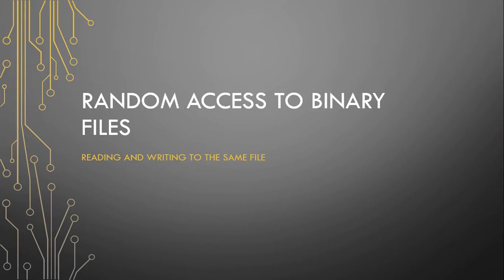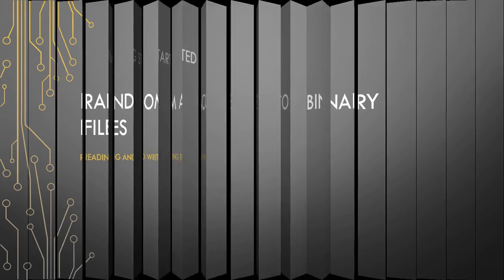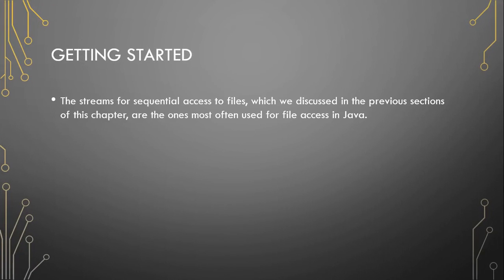And welcome back, students. As we get into our last lesson here on files, we're going to today discuss random access to binary files. Particularly, we're going to focus on reading and writing to the same file. So getting started here, the streams that we've discussed in this chapter for sequential access to files, which we had discussed in previous lessons in this chapter, are the ones that are most often used for file access in Java. So we're going to talk about either text files or binary files.